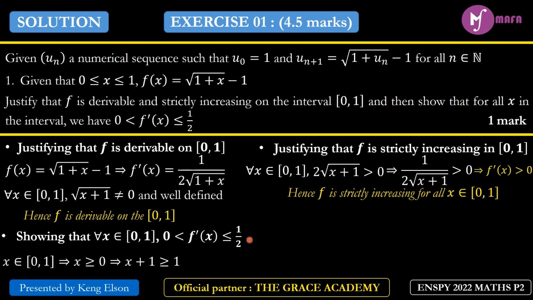Having that x is in the interval 0 to 1, it means that x is greater than 0, because it is in the interval 0 to 1. So 0 is less than x. If we add 1 to both sides, we get x plus 1 is greater than or equal to 1.